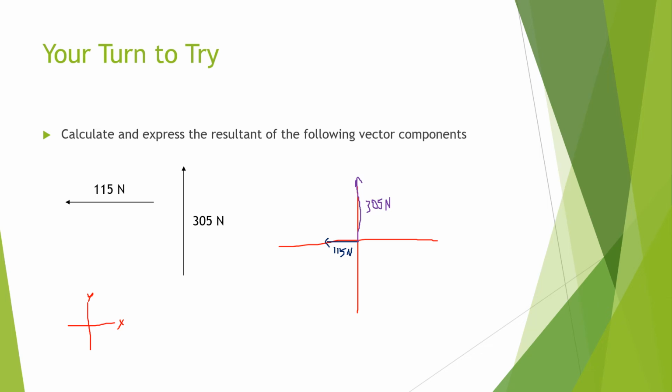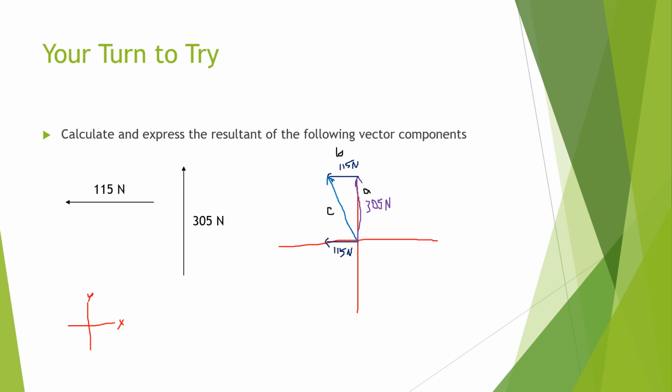I'm going to transcribe one of them, and I'm just going to take the 115 Newton vector. I'm going to bring it up to the end of the 305, draw it parallel to the axis, and then from here I can draw a resultant from the origin to the end of my new vector. So I have 115 newtons on the top, 305 newtons on the side, and my hypotenuse. Again, I want to use the Pythagorean theorem. We'll call this side B. I'm going to call the right side A, and the hypotenuse I'm going to call C.